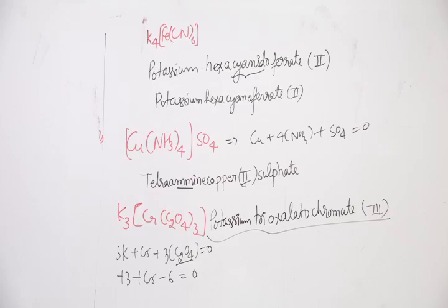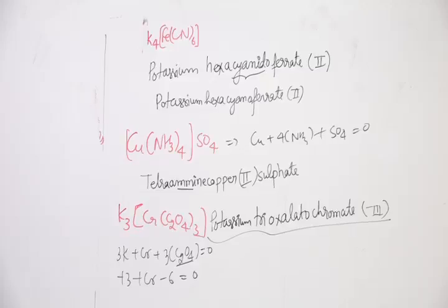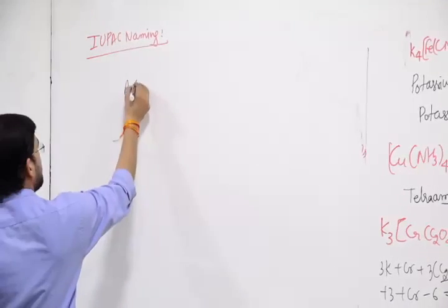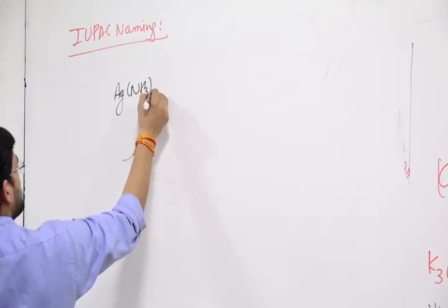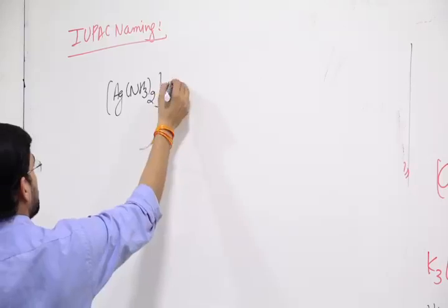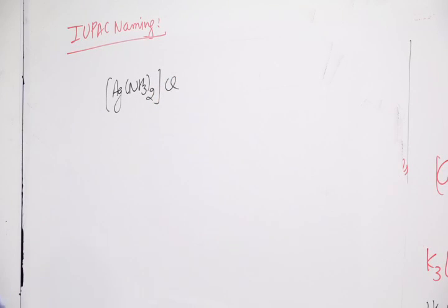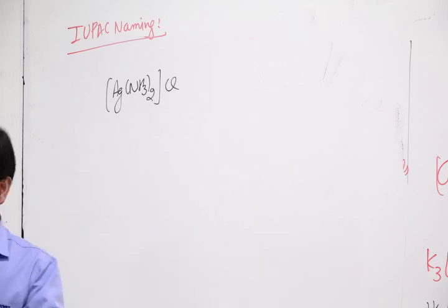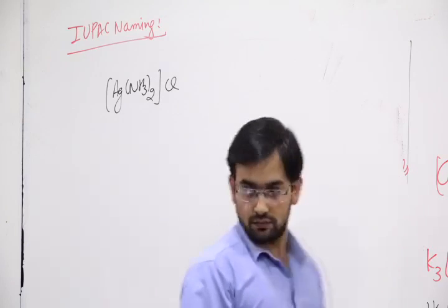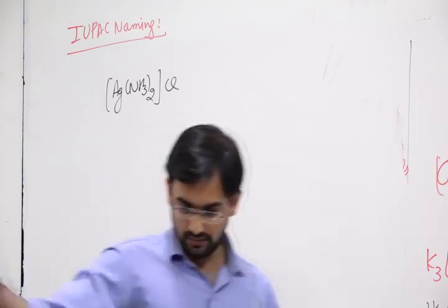Okay, so can you solve one more? Try to solve this: [Ag(NH3)2]Cl. Solve that question fast.